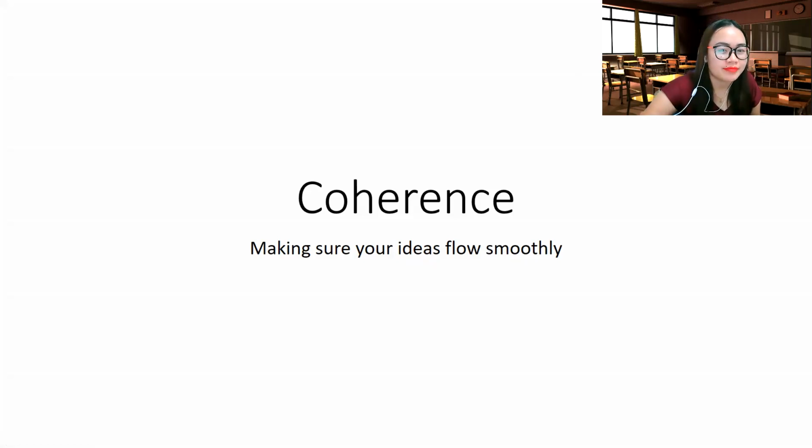Most people by now already know the correct structure of a paragraph, right? You have your topic sentence, elaboration, example, and conclusion. But most students, especially in the essays that I've read, still have problems with coherence. So what is coherence? It is to make sure your ideas flow smoothly. And how do you do this?